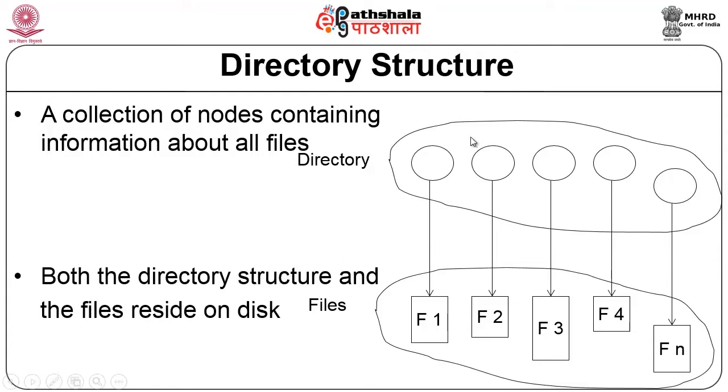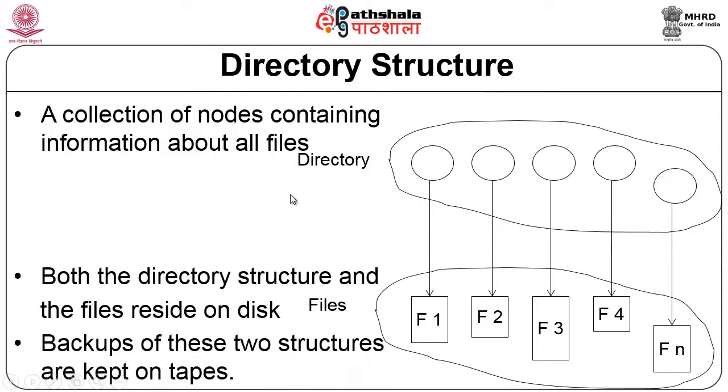Both the directory structure and the files reside in the disk. So, the disk has partitions, the partition has file systems, and the file system has different files, and information about files is stored in the directory structures. And the backup of these two structures, the directory structures and the files, is kept in tapes.